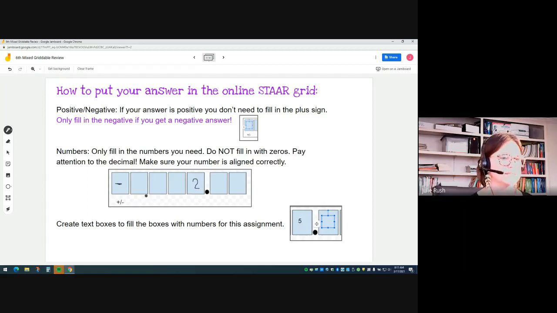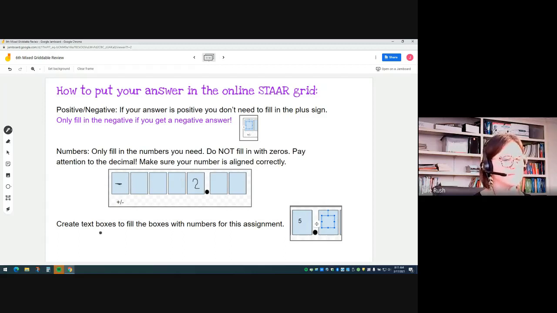Notice I didn't fill in with zeros. It is not necessary to fill in with zeros, and in fact, I recommend that you don't fill in with zeros on the online test, only because you might make a keystroke error or something like that. It's just not necessary. So that's what it'll look like. You'll have a plus or minus.